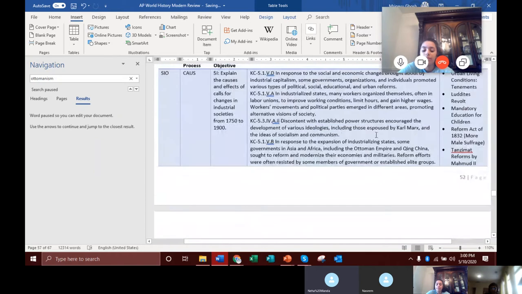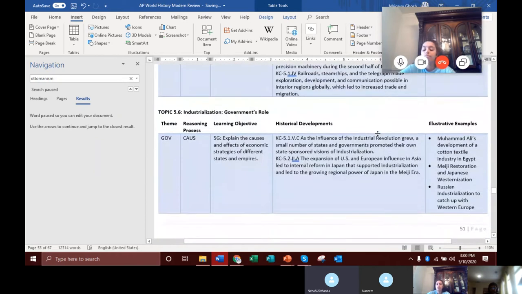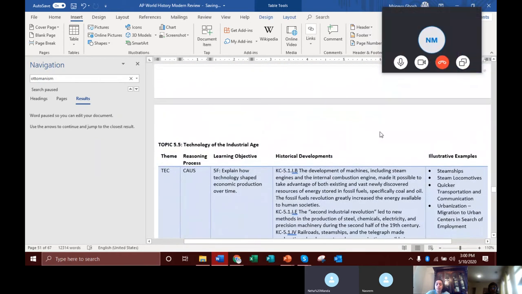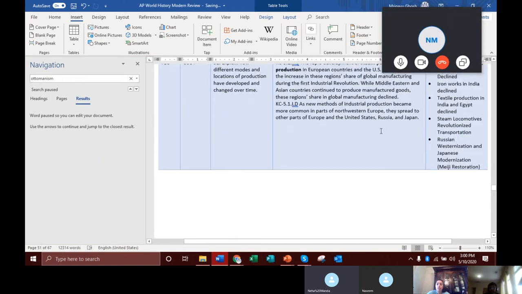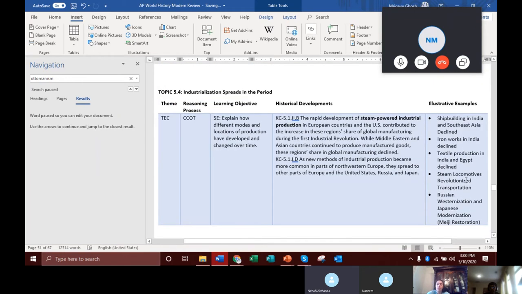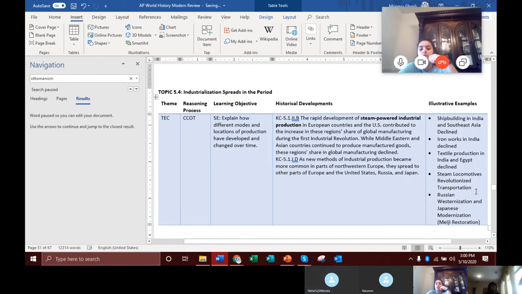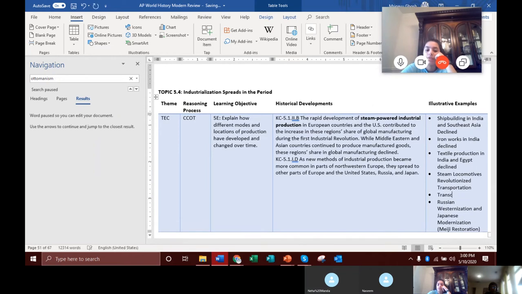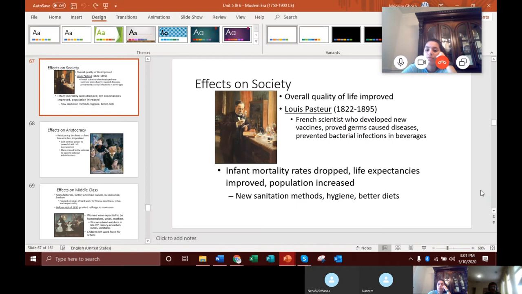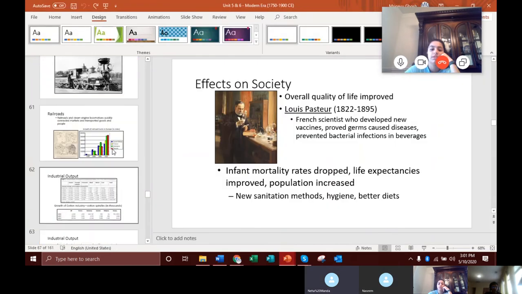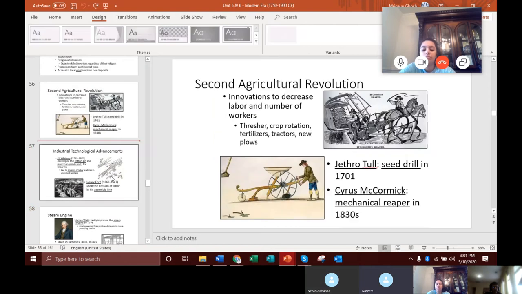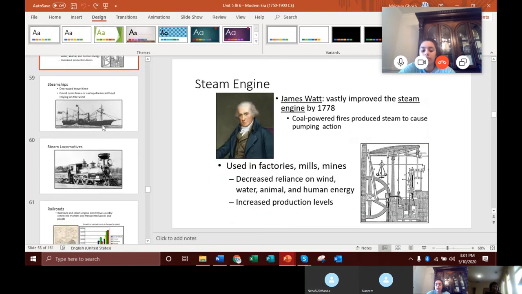Did the industrialization section have the Transcontinental Railroad? Yes. Okay. The Trans-Siberian Railroad also in Russia. Okay. Transcontinental Railroad. Was that in Europe or in the U.S.? That was the U.S., right? The Transcontinental. Yeah, I think so. Europe?